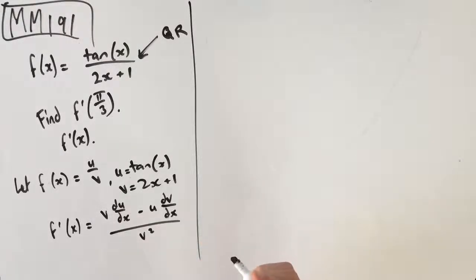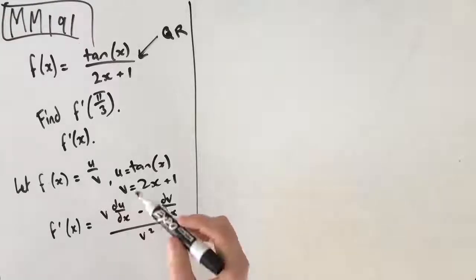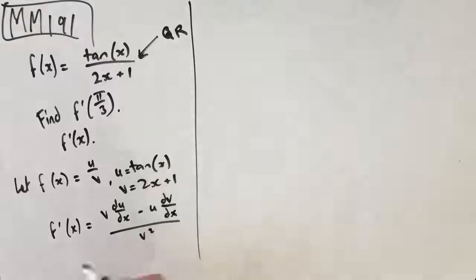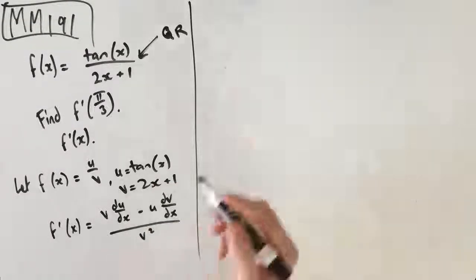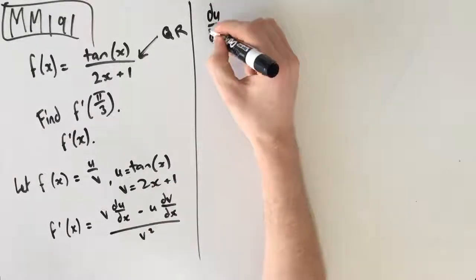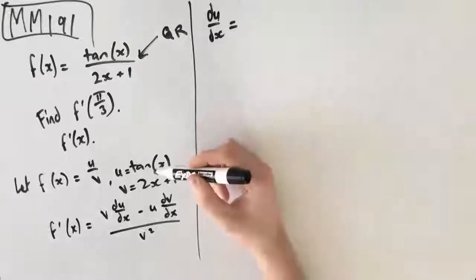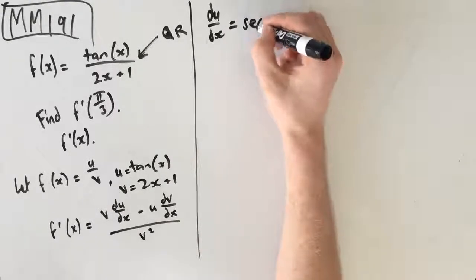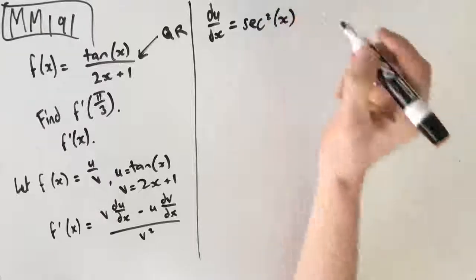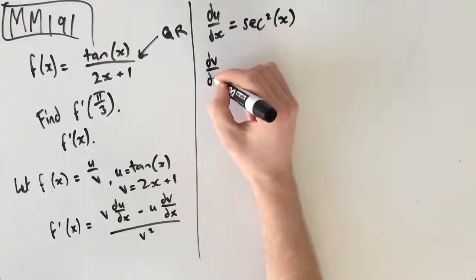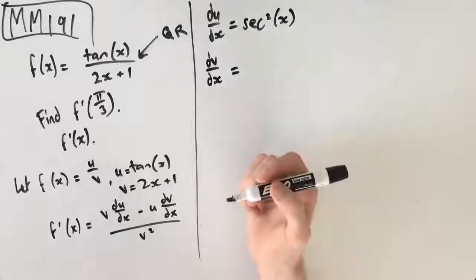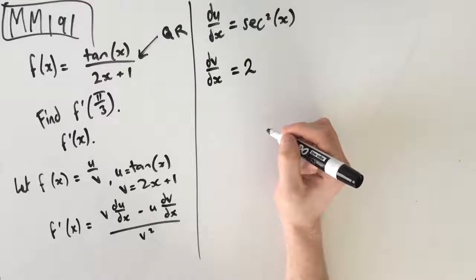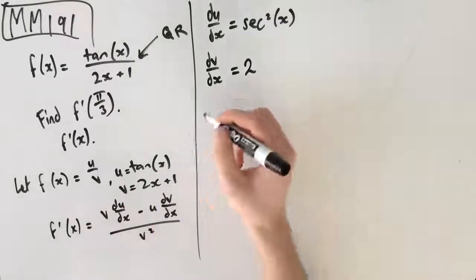Now, our next step is to find du dx and dv dx. I usually like doing that first. So du dx, the derivative of tan x is sec squared x. Now that should also be on your formula sheet. dv dx is simply just 2. Awesome. Now from here we can just simply plug in our values.